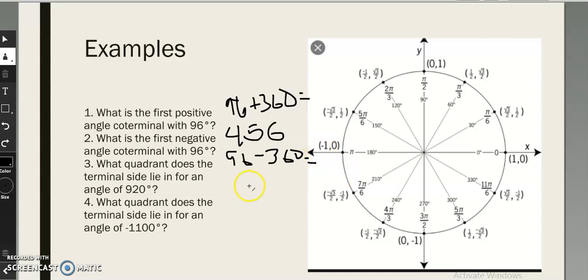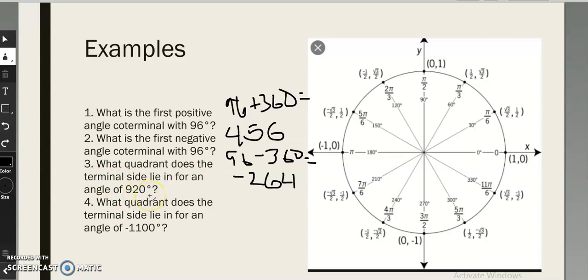Get negative 246. 264, excuse me, negative 264. Then it says, what quadrant does the terminal side lie in for angle 920?